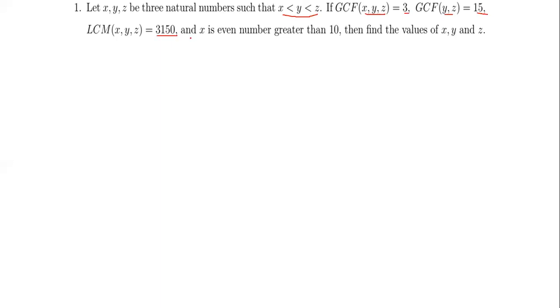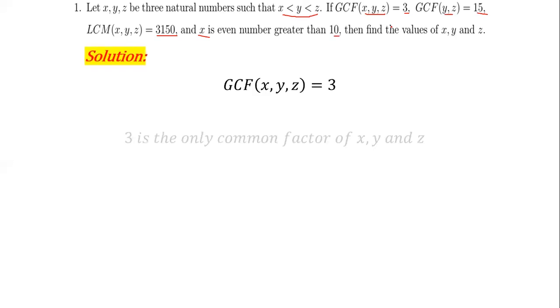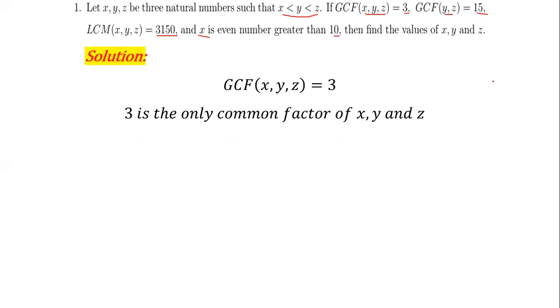And the first natural number, that is x, is an even natural number which is greater than 10. Then we are asked to find the corresponding values of x, y and z satisfying these conditions. Therefore, from here, the three natural numbers x, y, z, their greatest common factor is 3. That means the only common factor of these three natural numbers is simply 3, so the only common factor of x, y and z is 3.